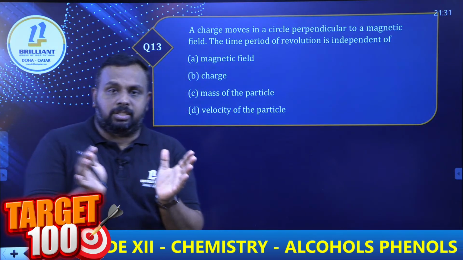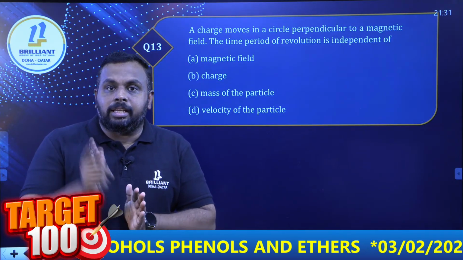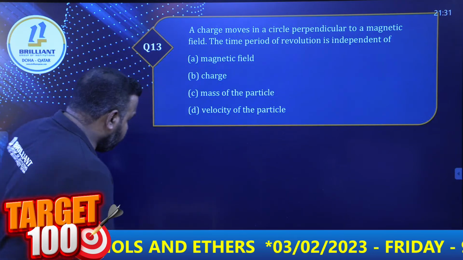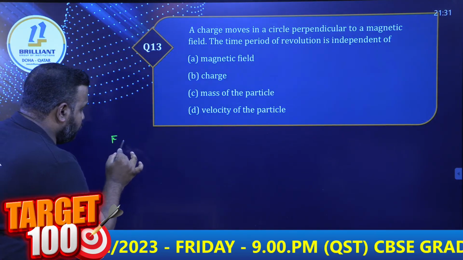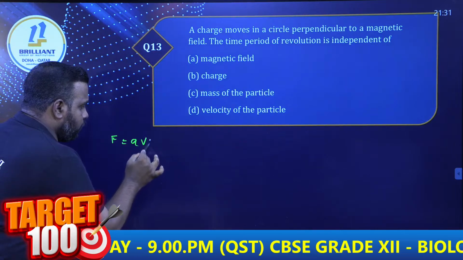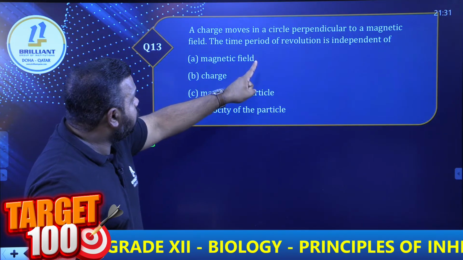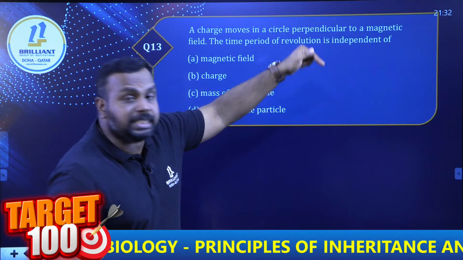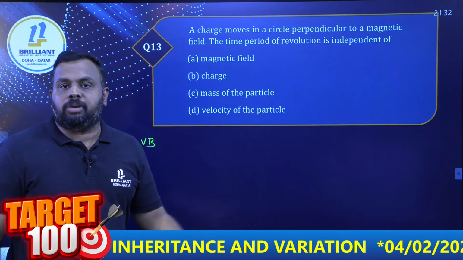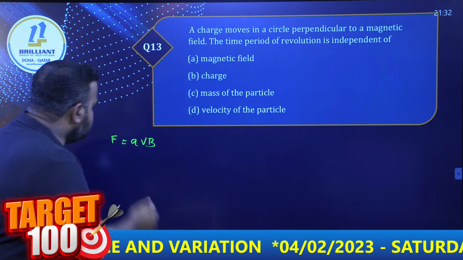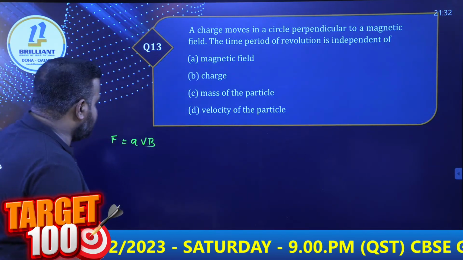So again, it's a case of Lorentz force where theta is equal to 90 degrees. It moves in a circular path. Moves in a circular path means, what is the formula for force? F is equal to QVB. The time period of revolution is independent of what? We can derive a formula for the time period. How? Same procedure we did in the last question.